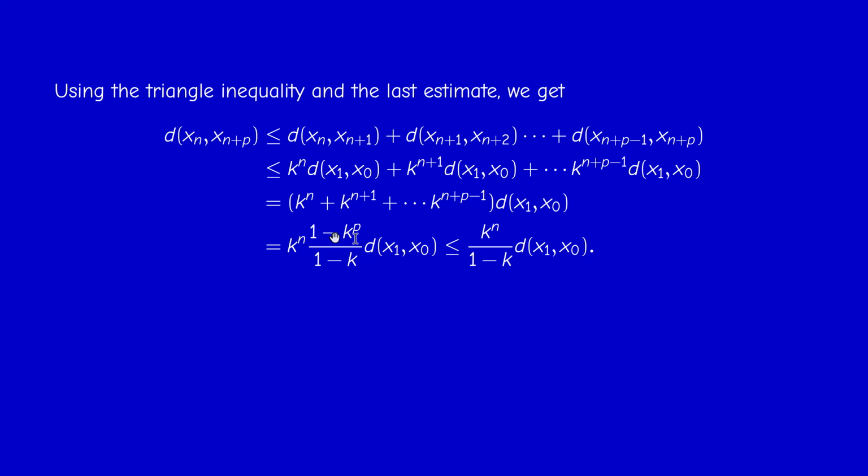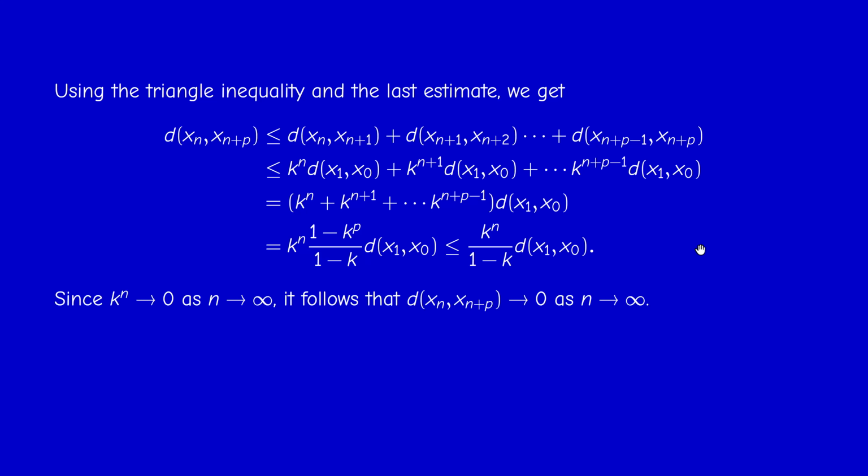And since k is bigger or equal than 0, 1 minus k to the p is less or equal than 1. So the distance between xn and xn plus p is less or equal than k to the n over (1 minus k) times d(x1, x0). Now, d(x1, x0) is a constant, 1 minus k is a constant. As n tends to infinity, this tends to 0 because k is strictly less than 1. So the distance between xn and xn plus p tends to 0 as n tends to infinity, and this proves that xn is a Cauchy sequence.